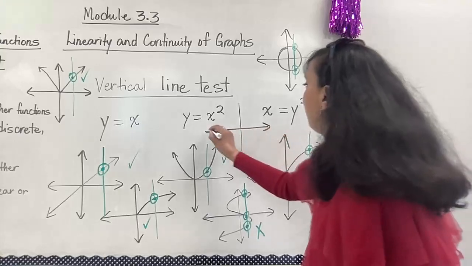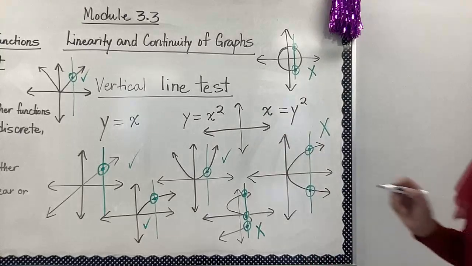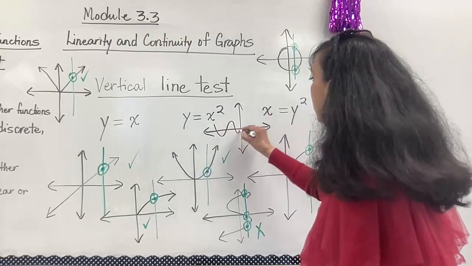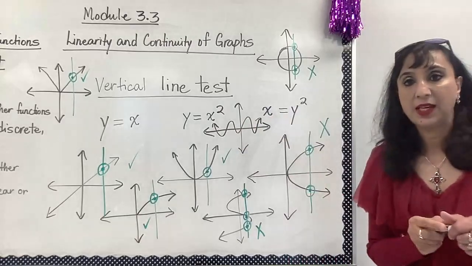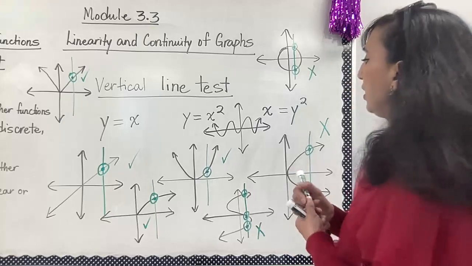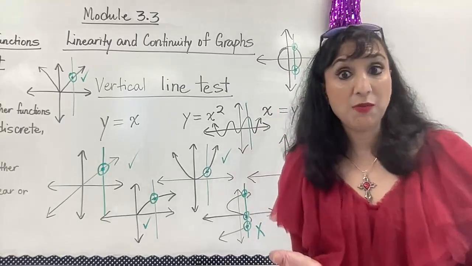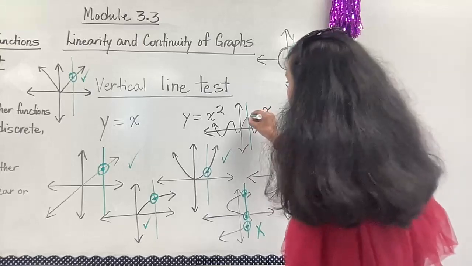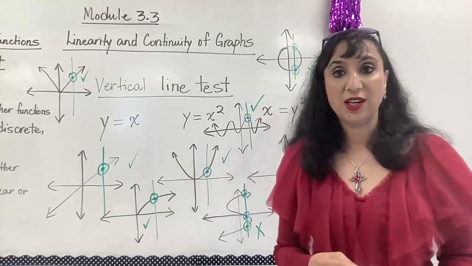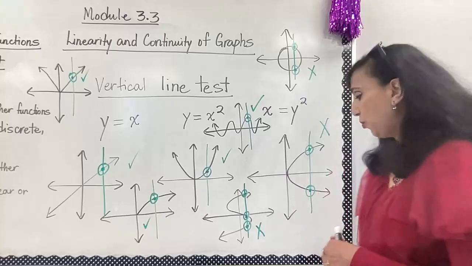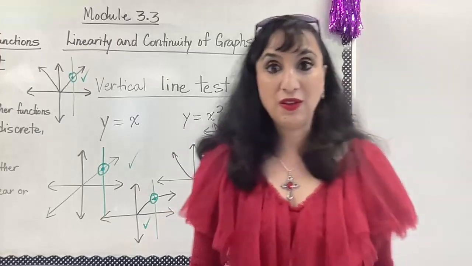If I have a graph which is like this, all right, and my graph is going like this. Now, let's do the vertical line test. If I do this, is it intersecting in more than one place? No, it's only intersecting in one place. So therefore, this one is a function. So this is a quick refresher of what the vertical line test is before I continue Model 3.3.